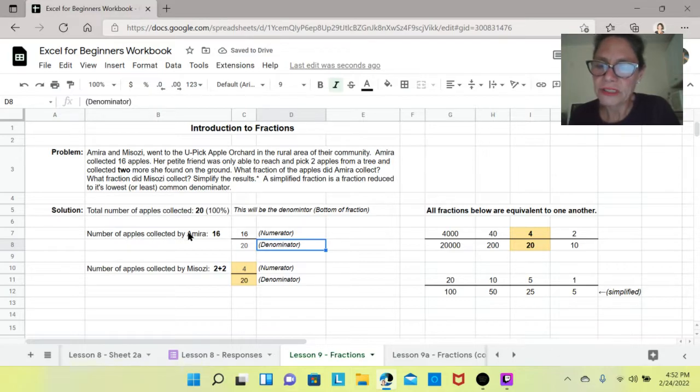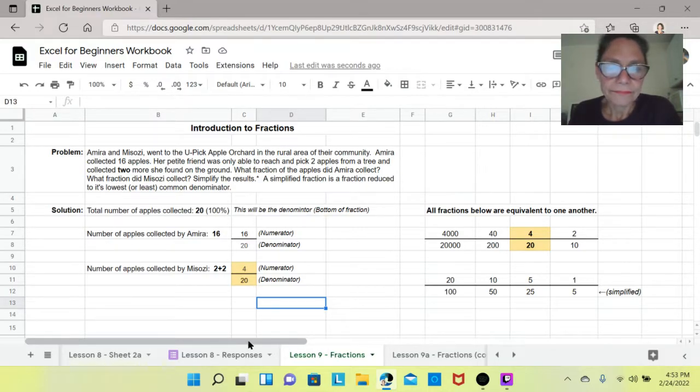So, number of apples collected by Amira, 16. So you know it's 16 over 20. Misozi collected 2 plus 2 more, 4 over 20. The denominator is the same. It's still out of 20 apples, and 16 plus 4 equals 20. So that would be the whole. This is really a review, but please ask questions. If you've learned fractions before, this would be a review. If you've never learned fractions, please ask questions if you don't understand.